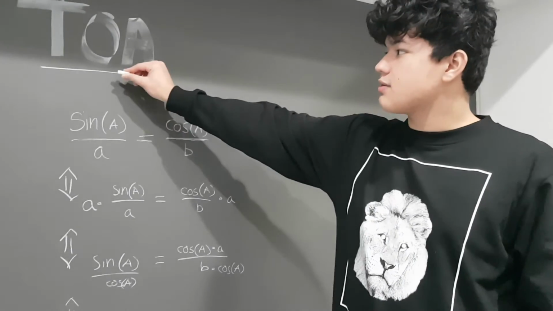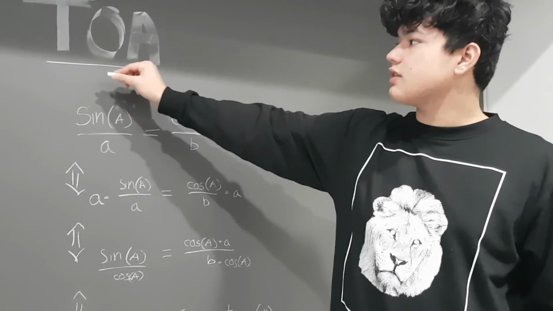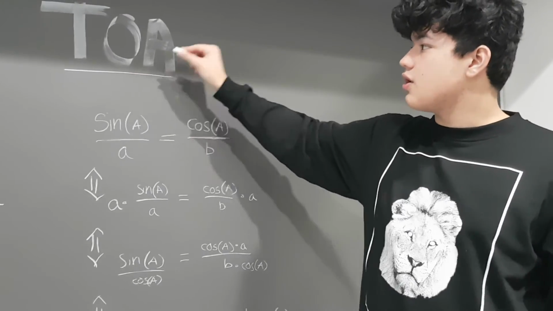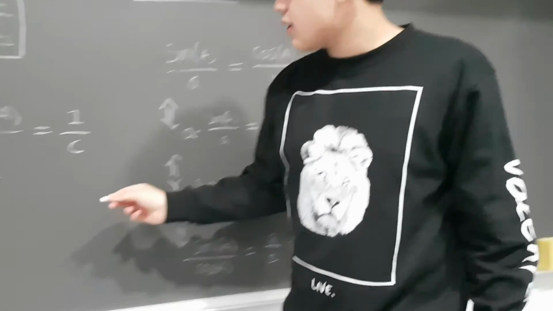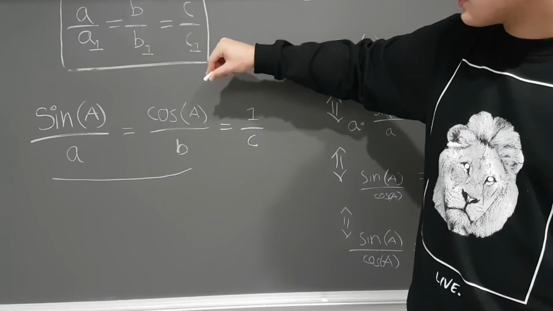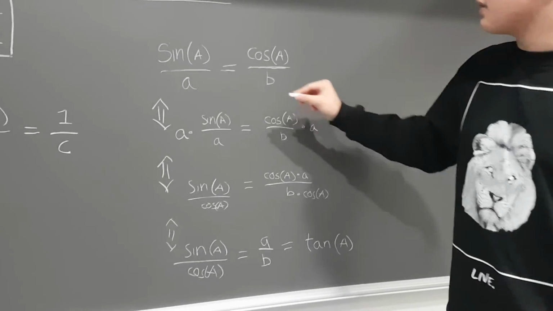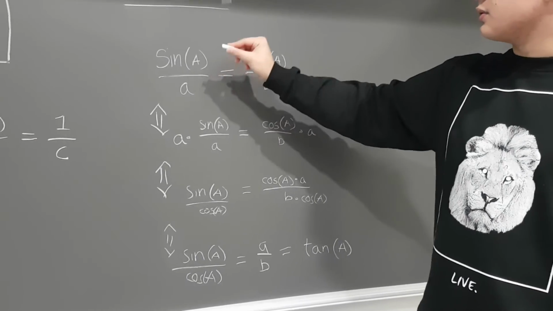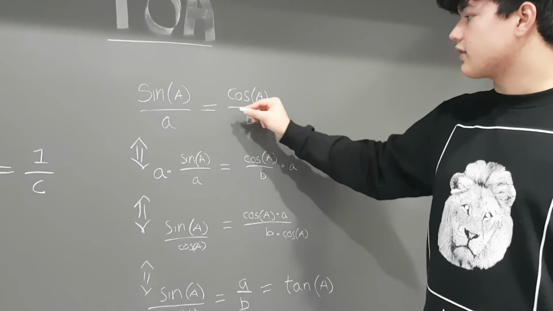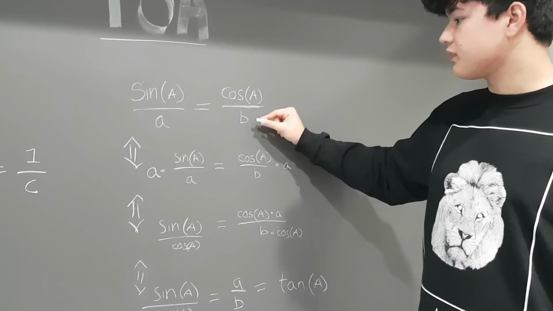So now we're going to talk about TOA, which is tangent, and this means that it's opposite over adjacent. We've already used the other parts, so now we're going to look at sine and cosine. So here we have sine of the angle A equal to A over C, and cosine of the angle A equal to B over C.